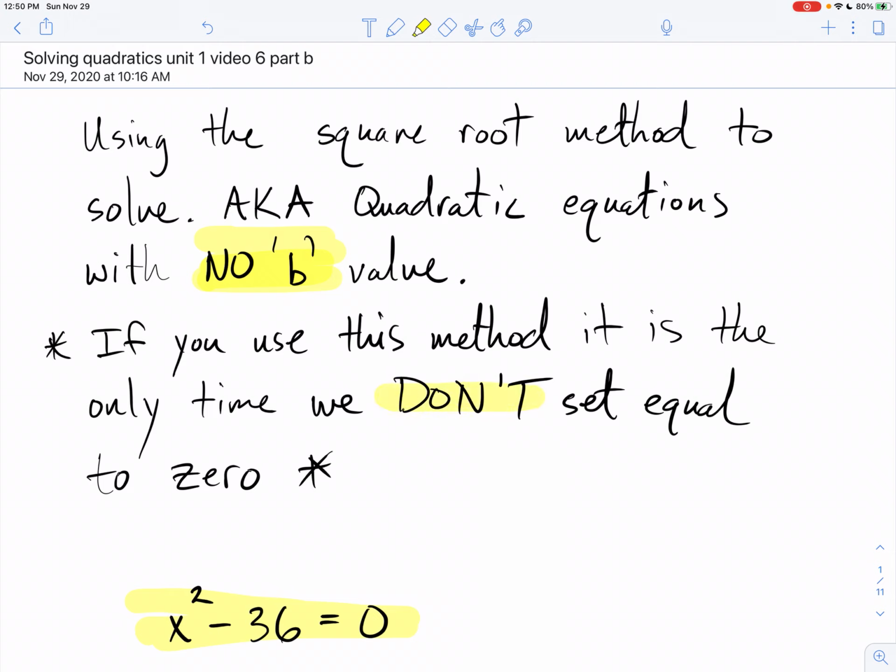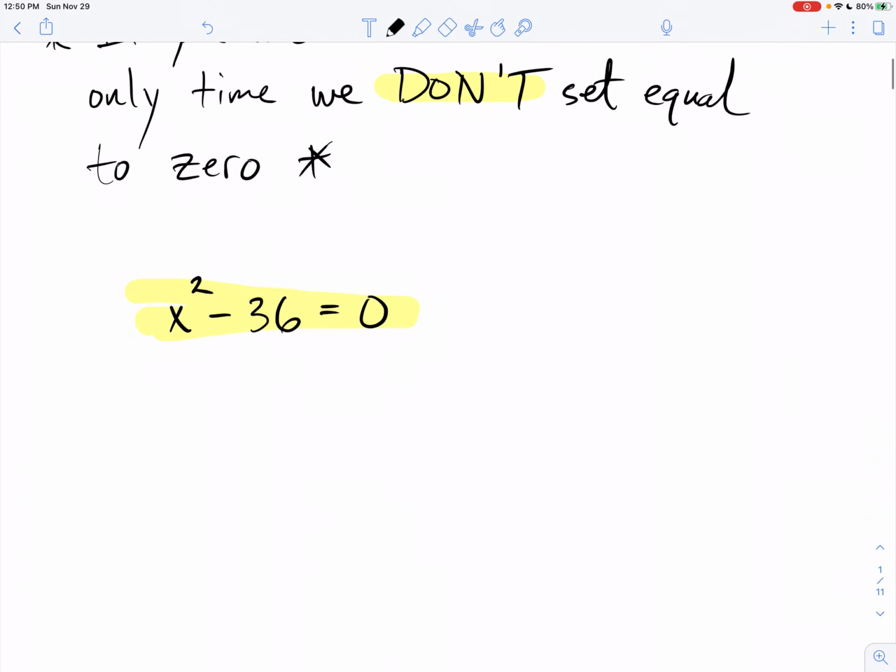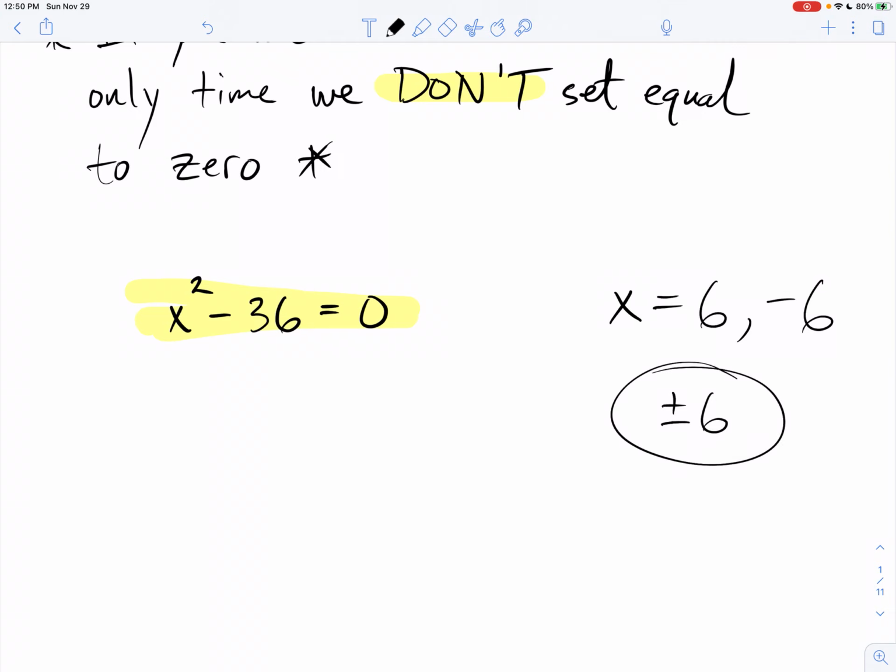So let me explain. I see this equation and I know right now that I get two answers. One of them is 6, the other one is -6. But if it's 6 and -6, I could just say plus or minus 6. That's the short answer version of that. How do I do it? Well, this is when we get the squared information all by itself.